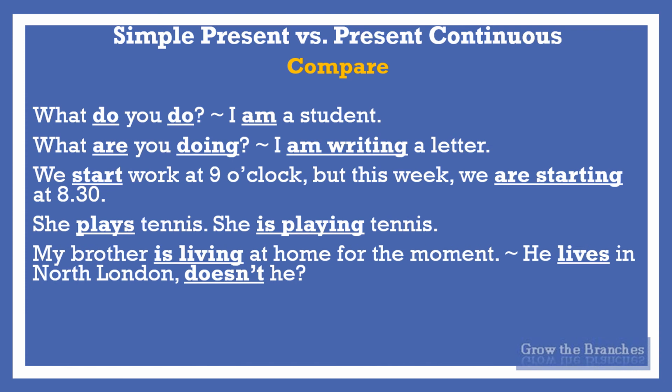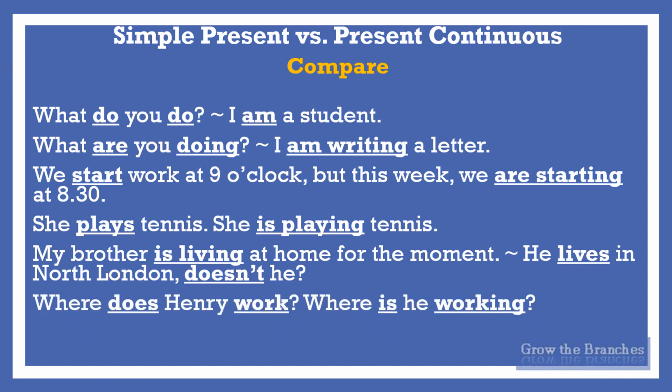My brother is living at home for the moment. He lives in North London, doesn't he? What is the difference? In my brother is living at home for the moment, the action is only now for the present moment. In he lives in North London, doesn't he? Here, he normally lives in North London, but now he is living at home. Temporary. Where does Henry work? Where is he working? In where does Henry work, we ask about his permanent job, his profession. Where is he working? We ask about his temporary job. Just for now.